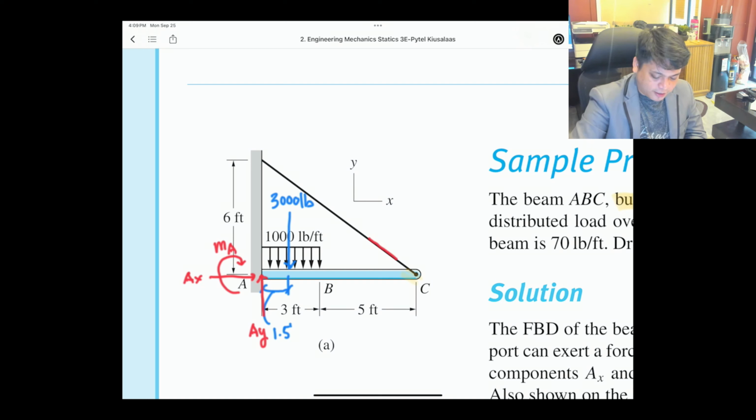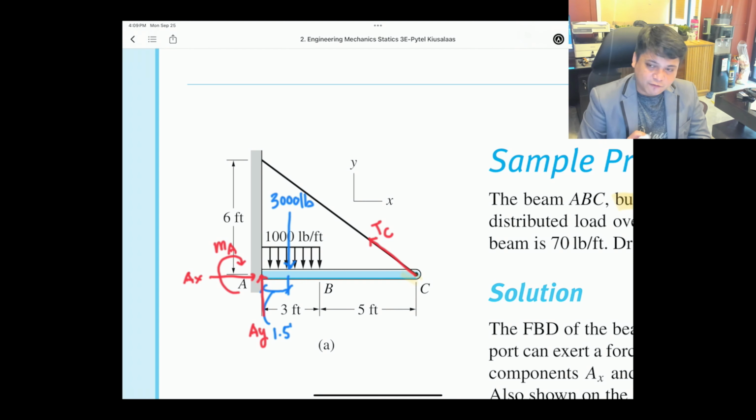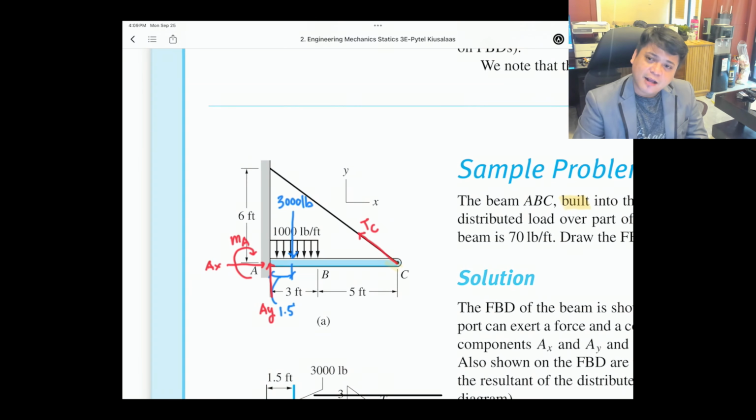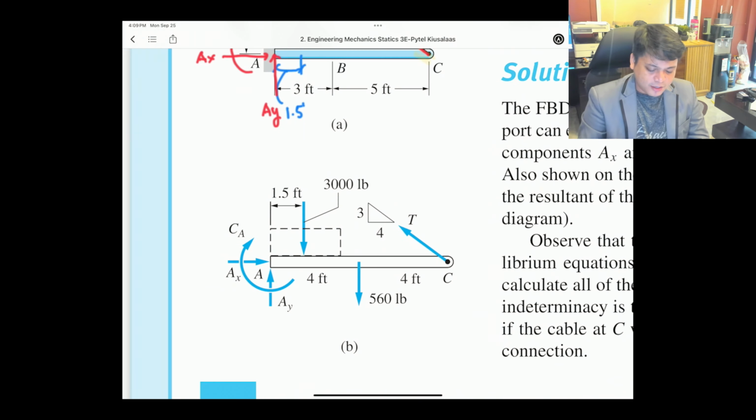And from here, you have a tension, tension at point C. So how many unknowns are there in all these reactions? 1, 2, 3, and 4. So you have 4 unknowns. This one is not solvable using statics alone. We need knowledge of deformable bodies. So this is its free body diagram.